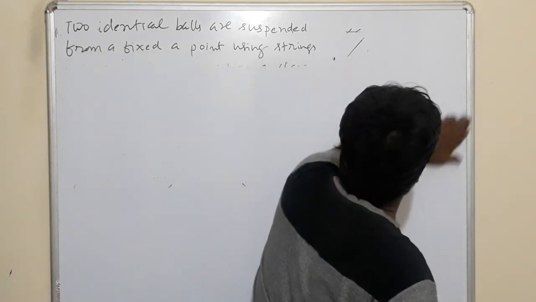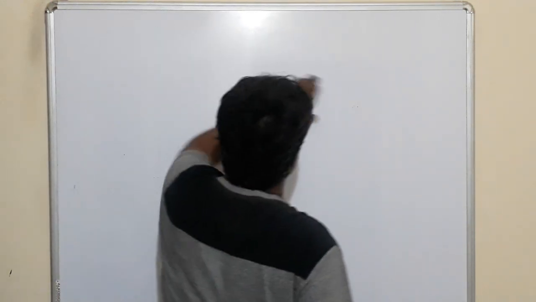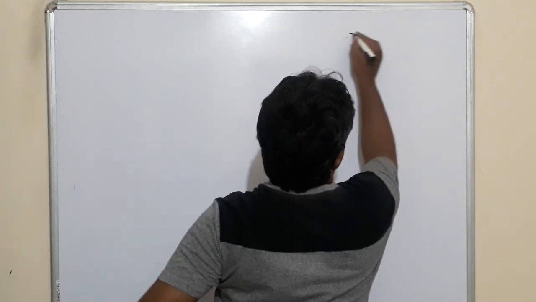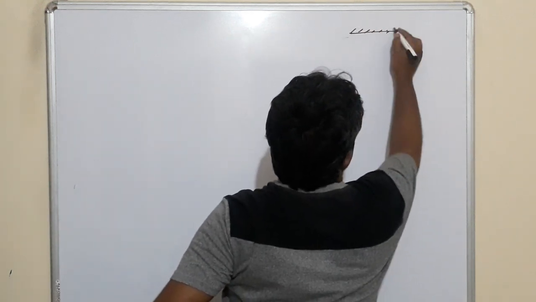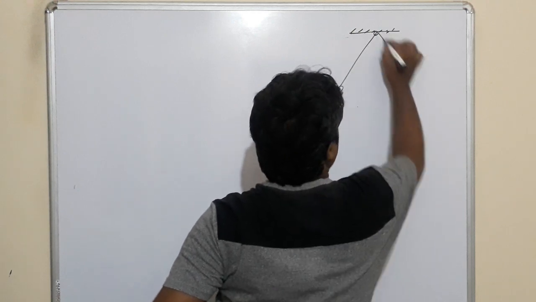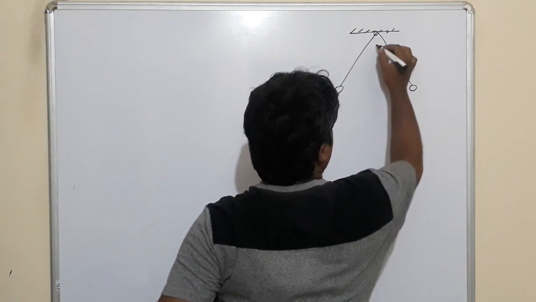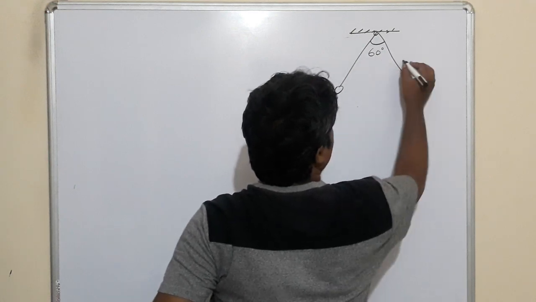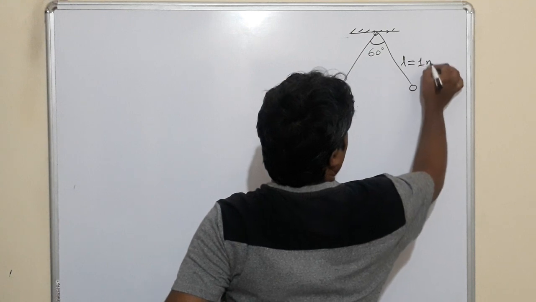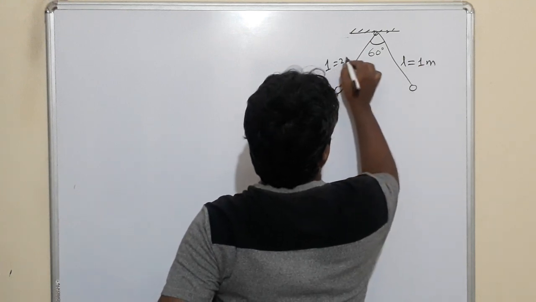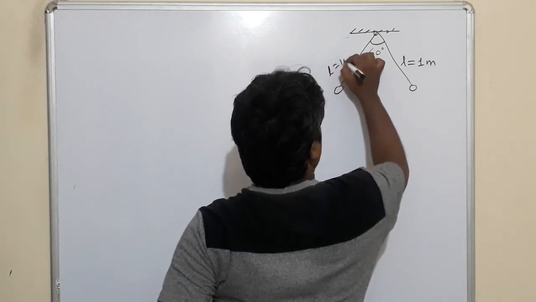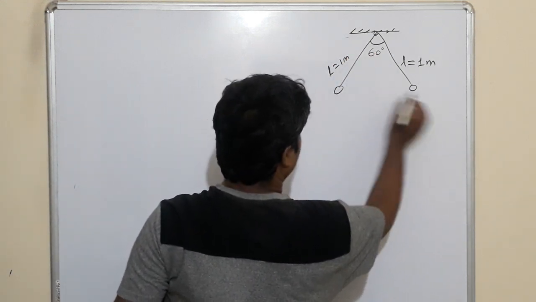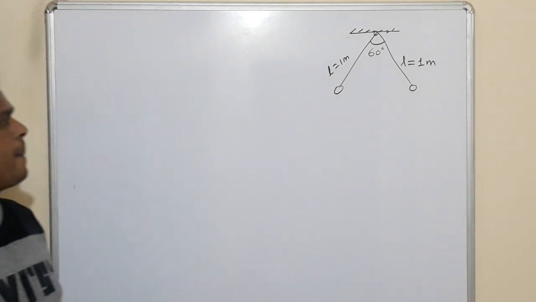Now we will write directly the question. Let us suppose, I will not make any options now. See, this is the fixed point. Two spheres are suspended like this, and it is given that this angle is 60 and the length of each string is 1 meter, and in the equilibrium they are separated by distance x.